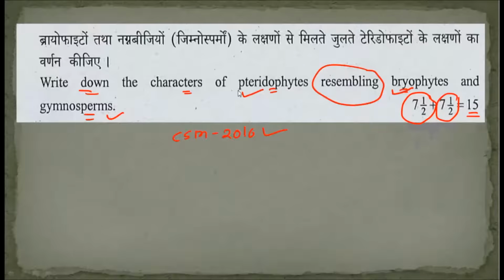That means if you write the pteridophytic characters resembling the bryophytes, you will get the 7.5 marks. And if you write properly the pteridophytic and the gymnosperm characters which are matching, then you also get the rest of the 7.5 marks. That is a total of 15 marks. Alright. That is why this topic has been considered for this video.